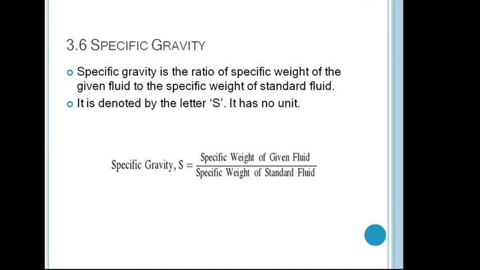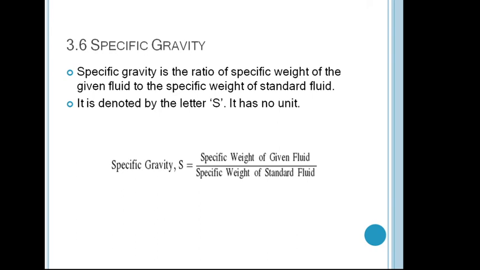Now if you want to calculate the mass density of a given fluid, suppose the mass density of a given fluid is unknown, but its specific gravity is known to us, then how will you calculate it? Just take an example of mercury. The specific gravity of mercury is known to us. Suppose the value is 13.6, but at the same time we do not know the mass density of mercury. Then how will we calculate the mass density of mercury?